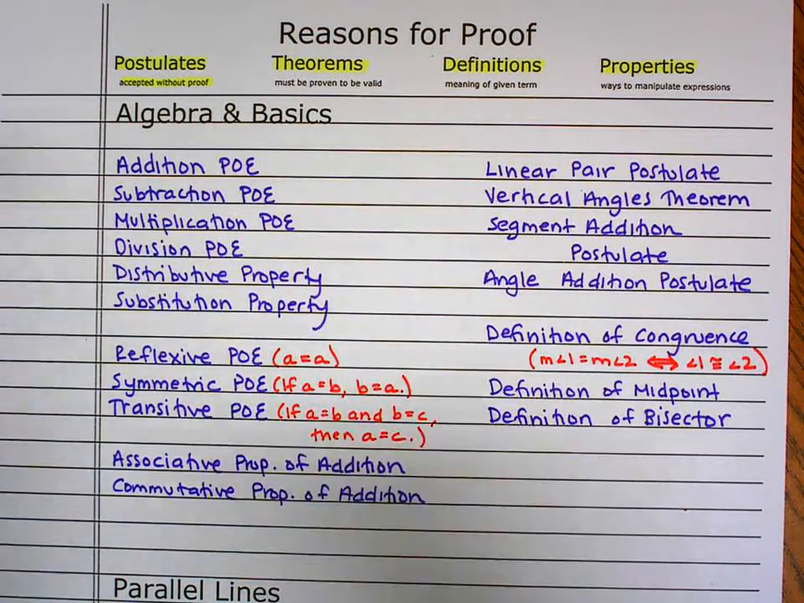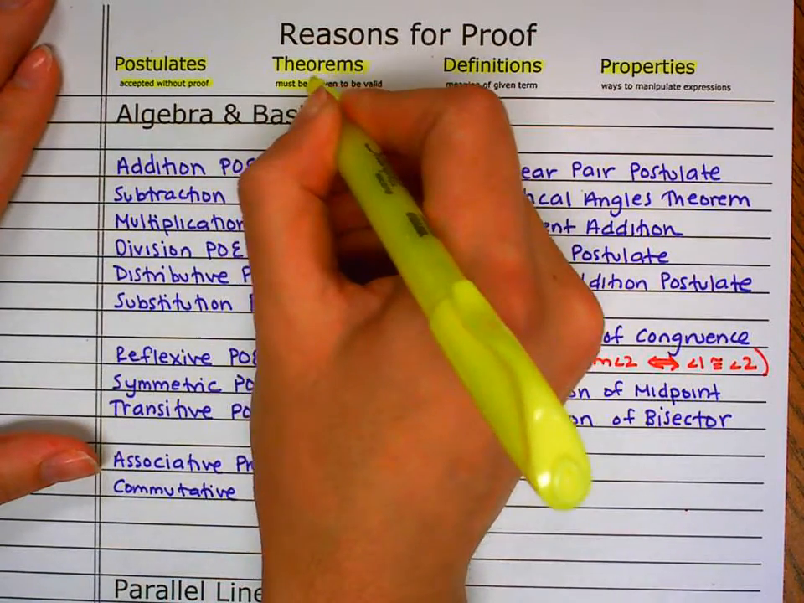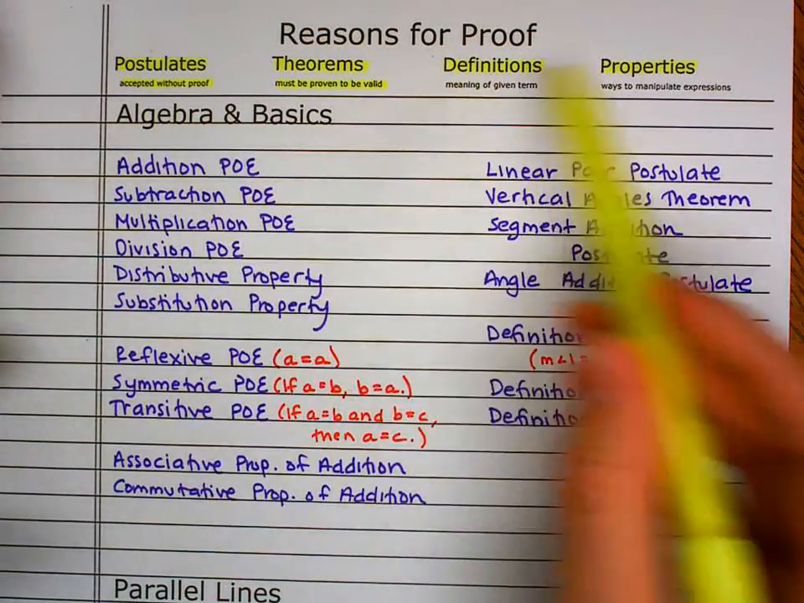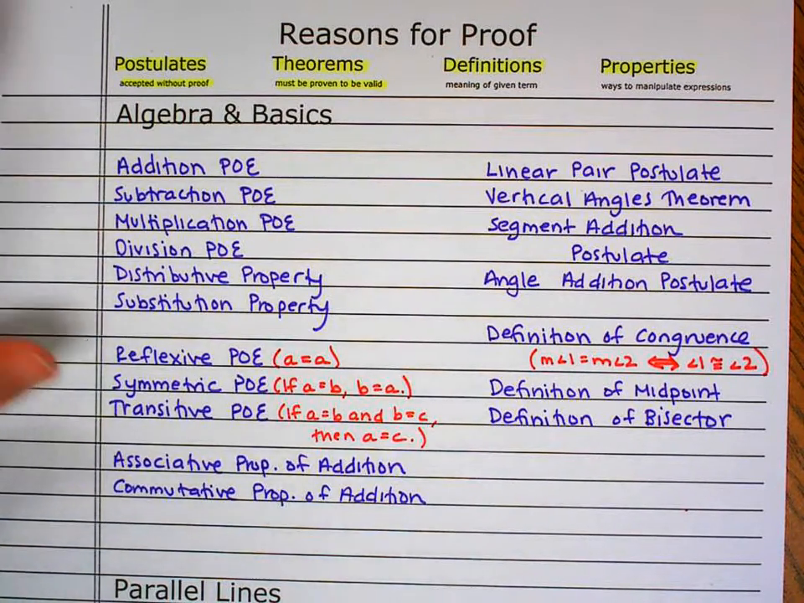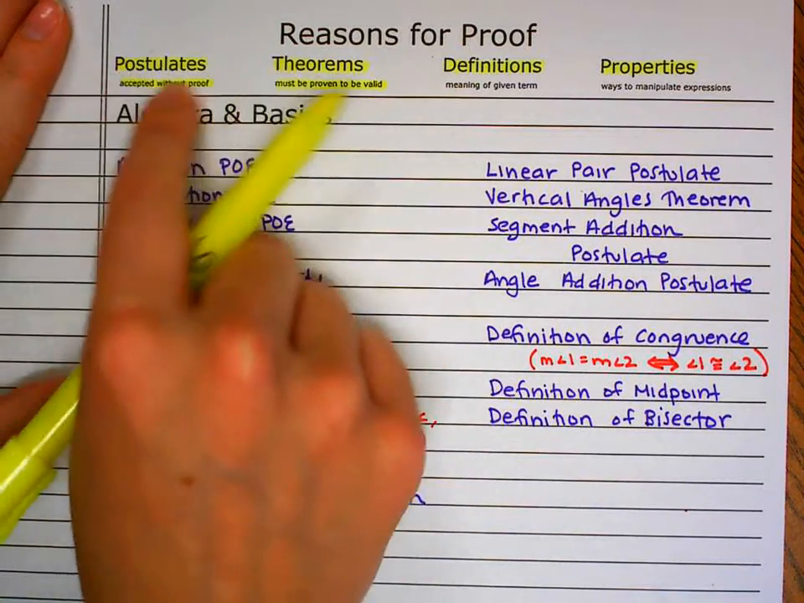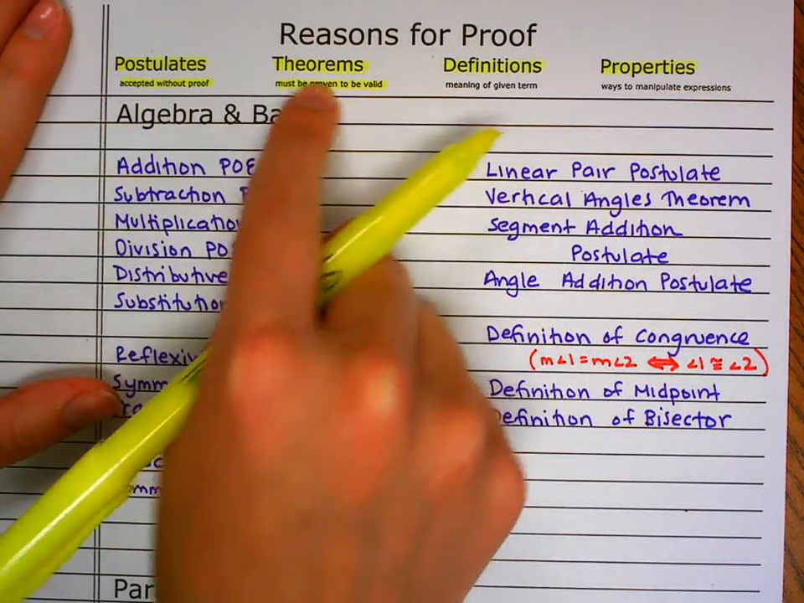Theorems are things that have been proven. So they have to be proven to be valid. And we can use postulates, definitions, and properties to prove theorems. And once a theorem's been proved, we can use those theorems to help prove new theorems. So that's what a theorem is. So a postulate is something that's accepted without proof. A theorem has to be proven before we accept it to be true.